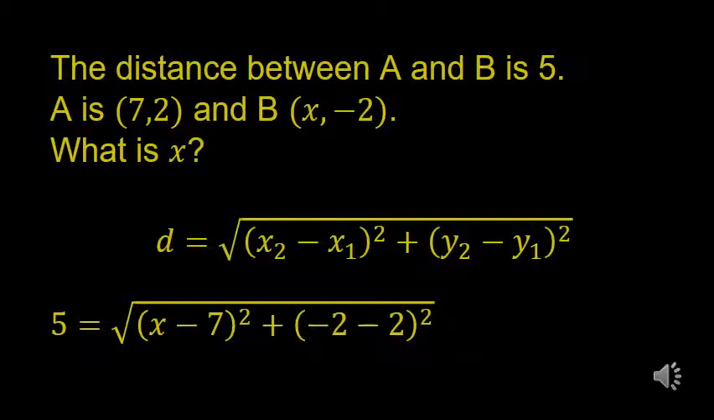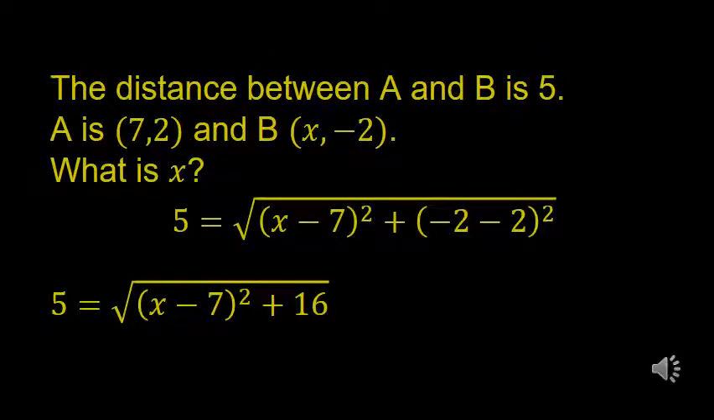And so again, what I want to do is take what I know and plug it into the formula. This time I know the distance, and that's why it says 5 equals at the beginning. I don't know the second x, which is why I just put (x - 7) squared in the first part of that square root. Then for the y's, I did (-2 - 2) squared.